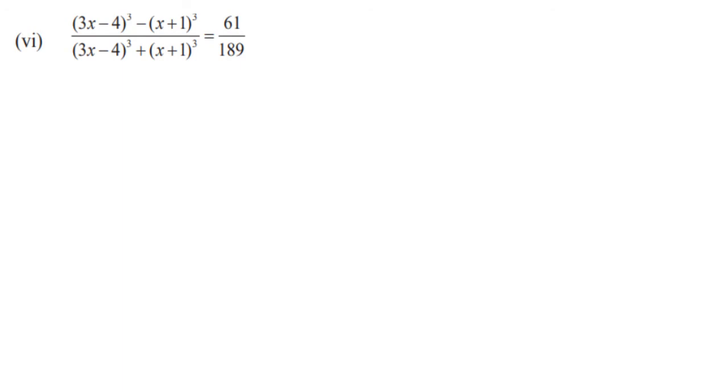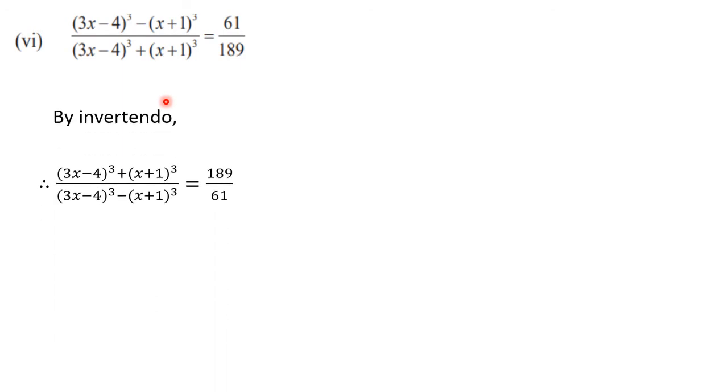Question number 6, which is very much similar to question number 2. There we were having squares, but here we are having cubes. But again, one difference is there. In question number 2, the plus sign was in the numerator and minus was in the denominator, but here it is exactly opposite. So to make that change, we have to go for invertendo. So go for invertendo and then the plus sign will come in the numerator and minus will come in the denominator. Similarly, here the bigger number will come in the numerator and the smaller in the denominator.